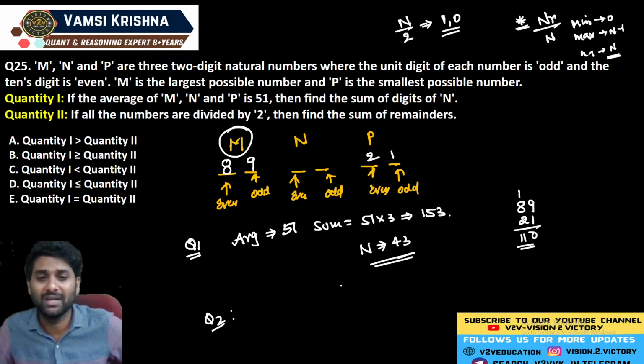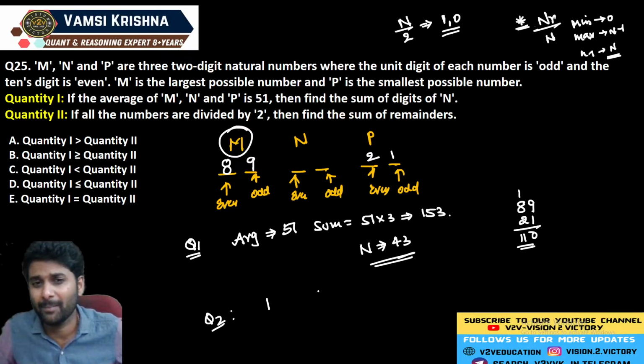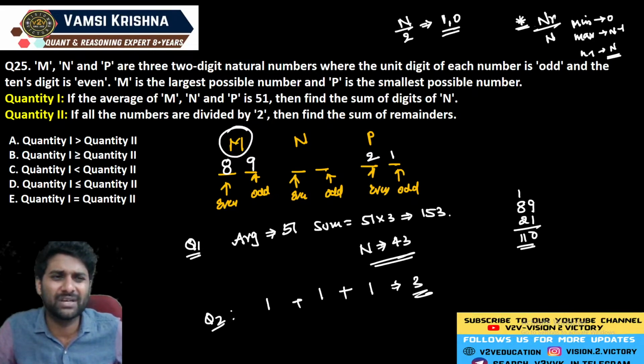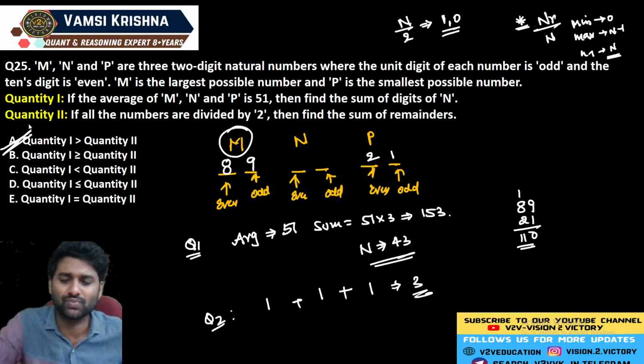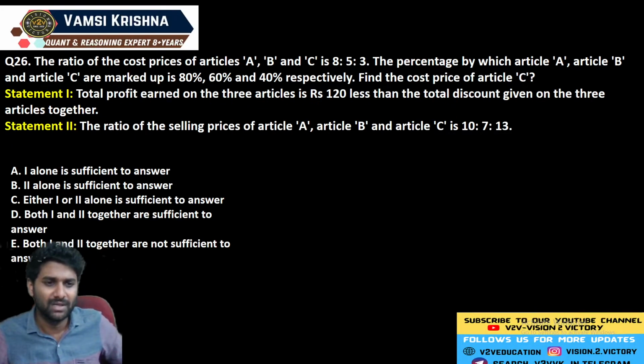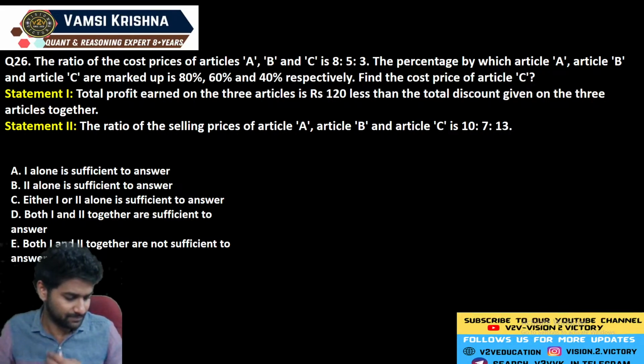So remember that point. Here the remainder of M, N, O is either 0 or 1, and the sum of all these remainders is at most 3. Now the question. So definitely here quantity 1 is greater than quantity 2. Go through the data sufficiency. Which data is sufficient?